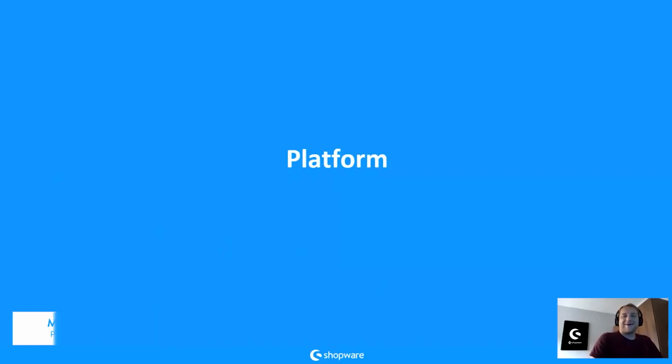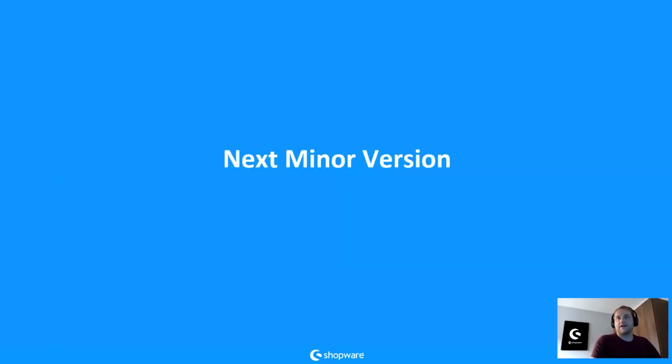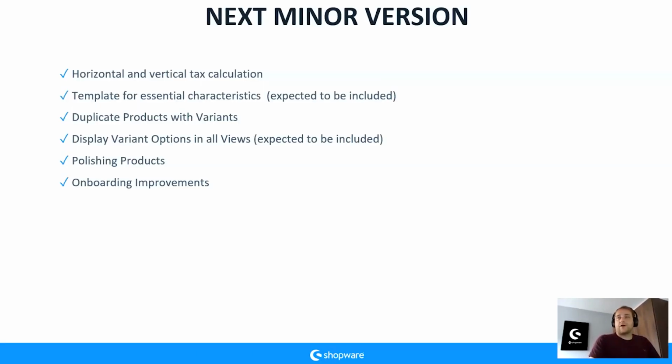Okay. So yeah, I want to give you a short overview of the platform topics, and I want to begin with a very, very short overview of the topics for the next minor version, which will be published in just a few weeks. Yeah, horizontal and vertical tax calculation. In the sales channel module, I can define how my VAT is calculated, either by item or by the total amount of my shopping cart. So that's a very nice option here if you can take advantage of this feature for yourself.